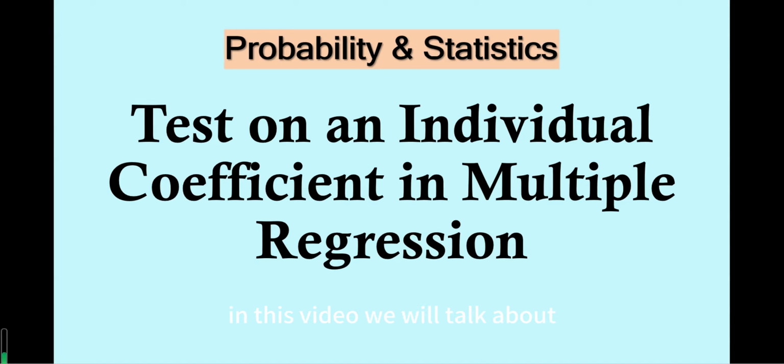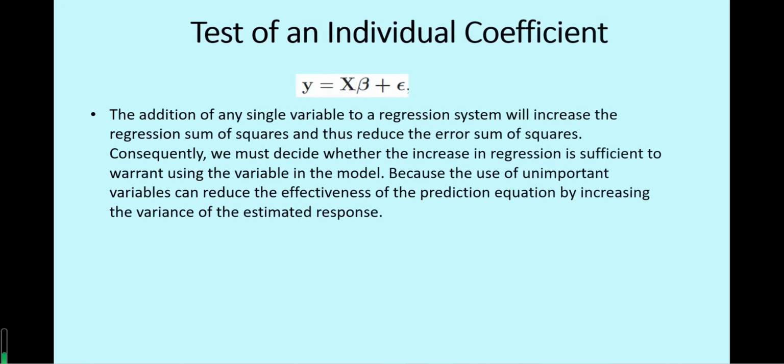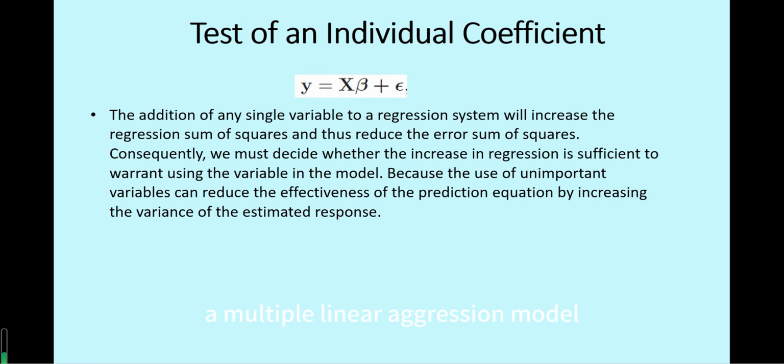In this video, we will talk about tests on an individual coefficient in a multiple linear regression model. So if we have a multiple linear regression model, y equals x beta plus epsilon, epsilon is a random term with mean 0 and standard deviation sigma, x is the matrix of independent variables, and beta is a column vector for the coefficients.